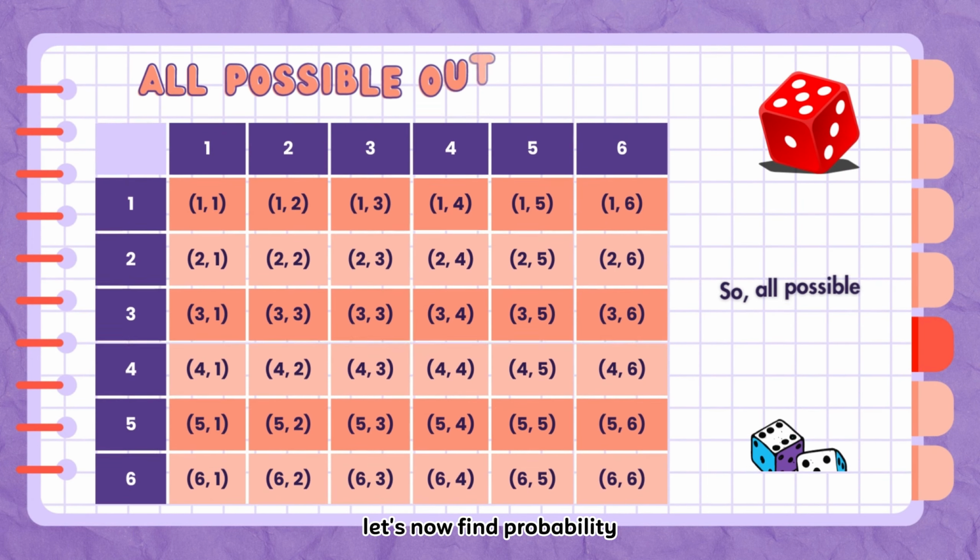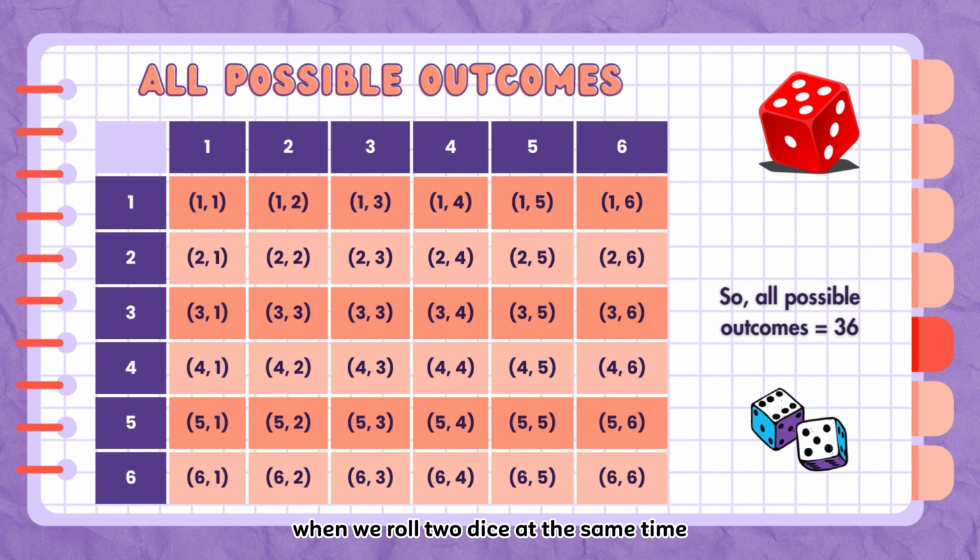Let's now find the probability when we roll two dice at the same time. First, let's make a table with 6 rows and 6 columns as in the picture right here. Then, fill up the table first: 1,1, 1,2, and then 1,3, and so on. In this question, how many possible outcomes are there? When rolling two dice, distinguish between them in some way: a first one and a second one, a left and a right, a red and a blue, and so on.